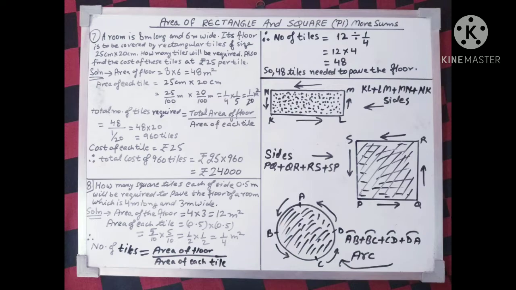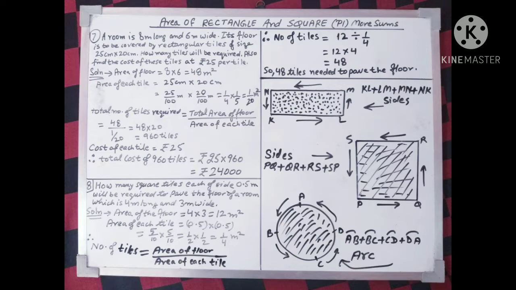Let us see another one. Question number 8. How many square tiles, each of side 0.5 meters, will be required to pave the floor of a room which is 4 meter long and 3 meter broad? Right? So we will proceed like this. Length of the room is equal to 4 meter. Breadth of the room is equal to 3 meters. So area of the floor will be 4 into 3, that is 12 meters square.